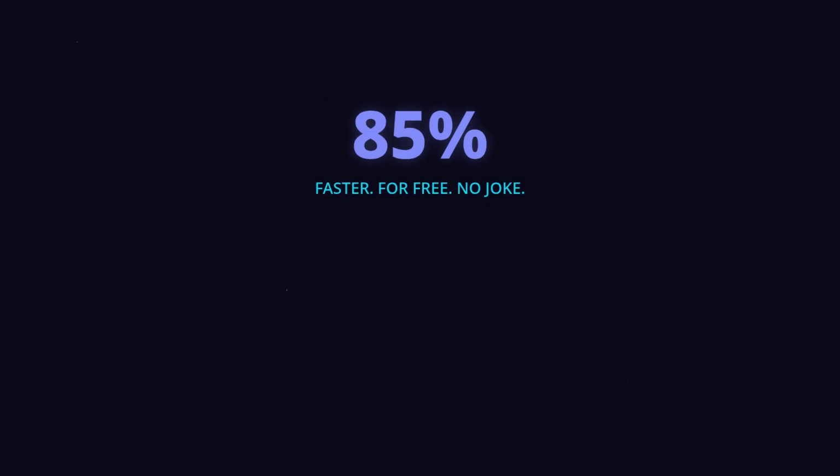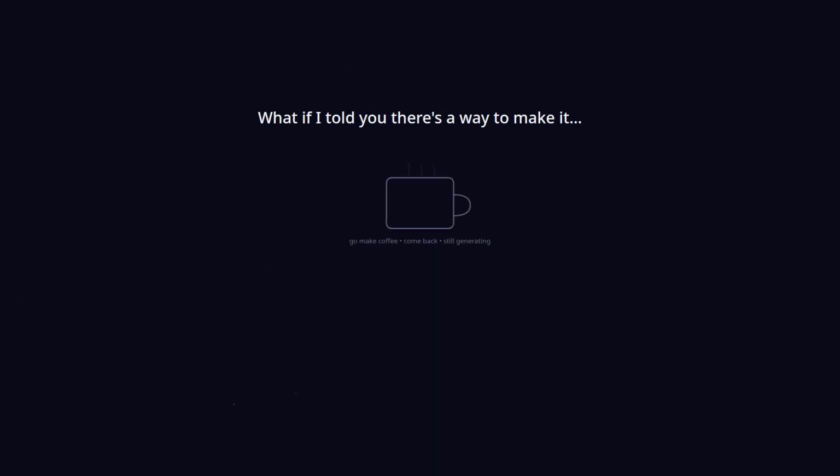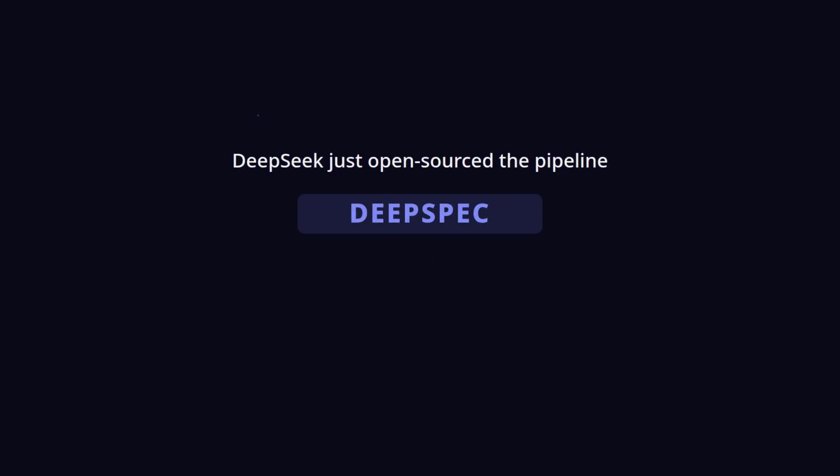You know how your AI sometimes takes forever to spit out an answer? Like you can literally go make coffee, come back, and it's still generating? Well, what if I told you there's a way to make it run 85% faster right now without changing the model, without buying better hardware, and without selling a kidney for more GPU memory?